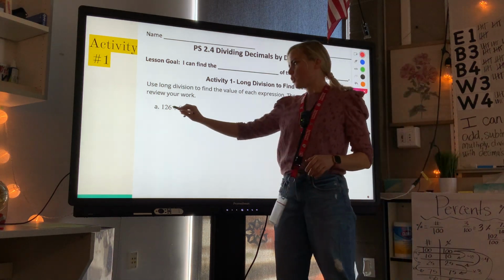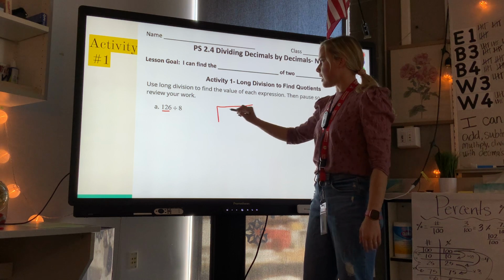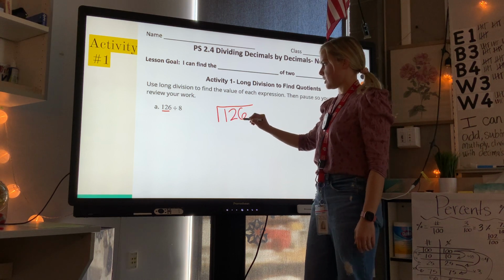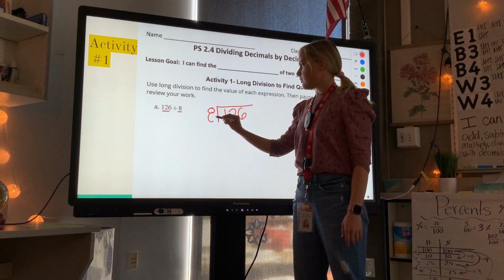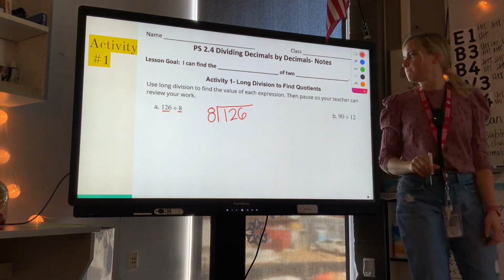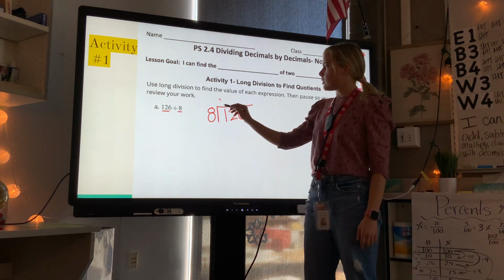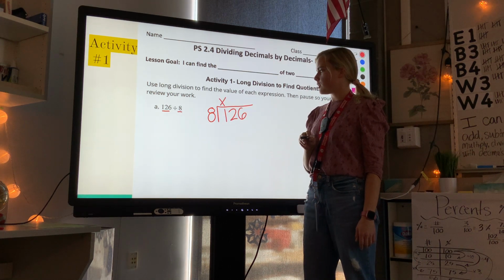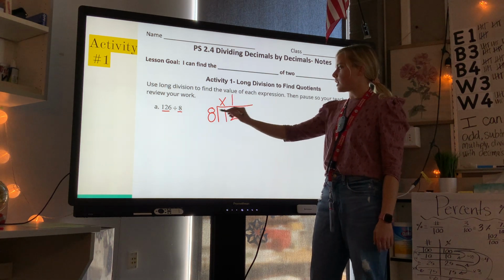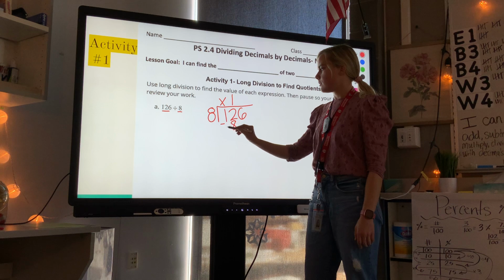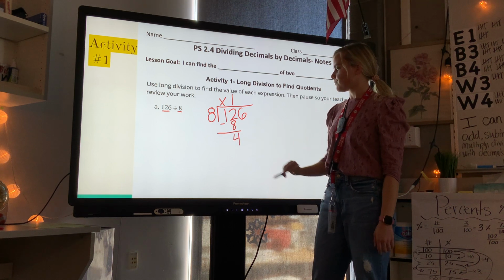So 126 divided by 8. Remember, the first number goes inside the box. This is called the dividend. The number we're dividing by always goes on the outside, and this is called the divisor. Okay, so 126 divided by 8. 8 goes into 1 no times, so I put an X there so I don't put a number on top. 8 goes into 12 1 time. 1 times 8 is 8. Then I subtract. 12 minus 8 is 4.